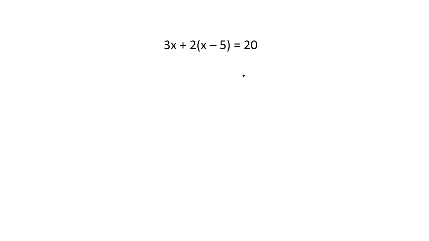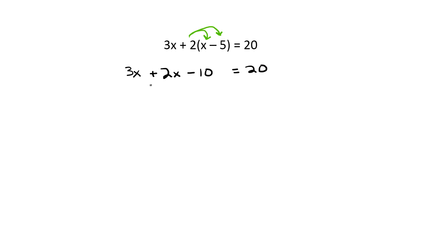Alright, so if you look at this, the very first thing we need to do is clear the parentheses. So that means I start with the 3x, but then I've got to multiply through using distributive with my positive 2. So that gives me plus 2x, and then a positive 2 times a negative 5 is a minus 10, or you could write it as plus a negative 10, and that equals 20.